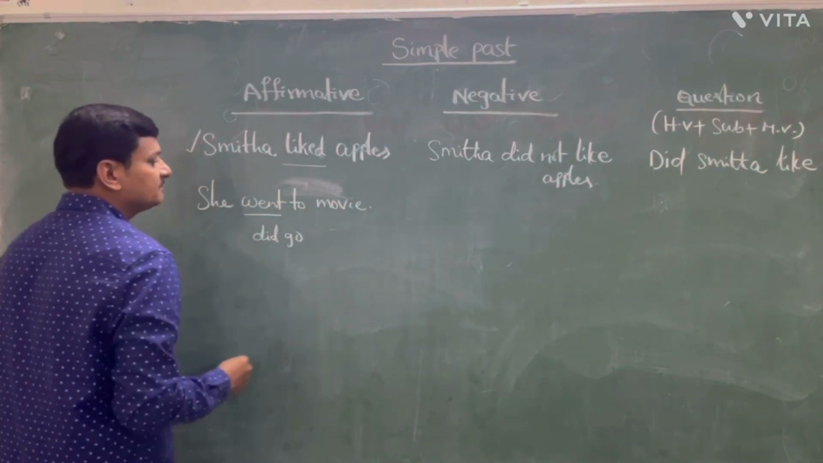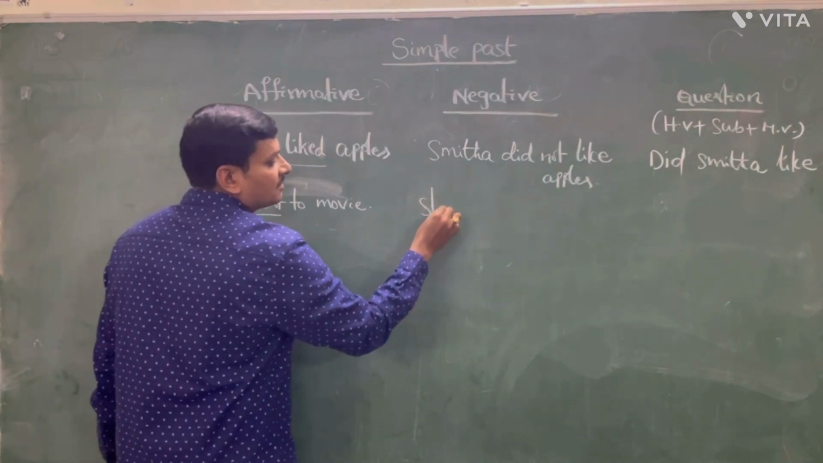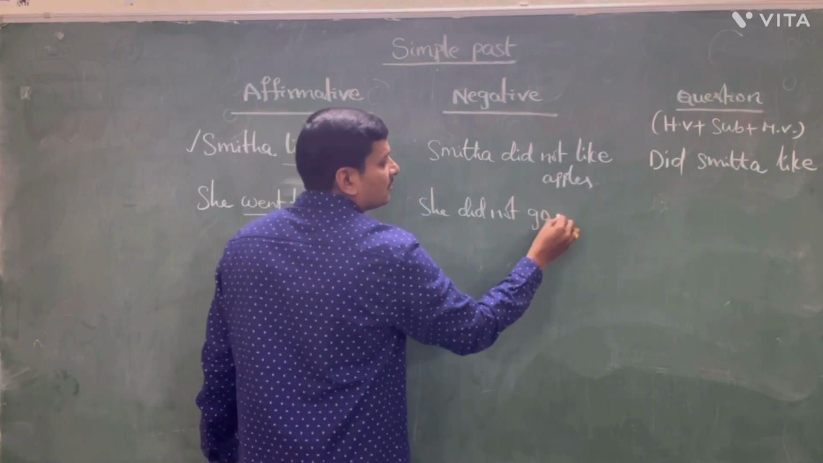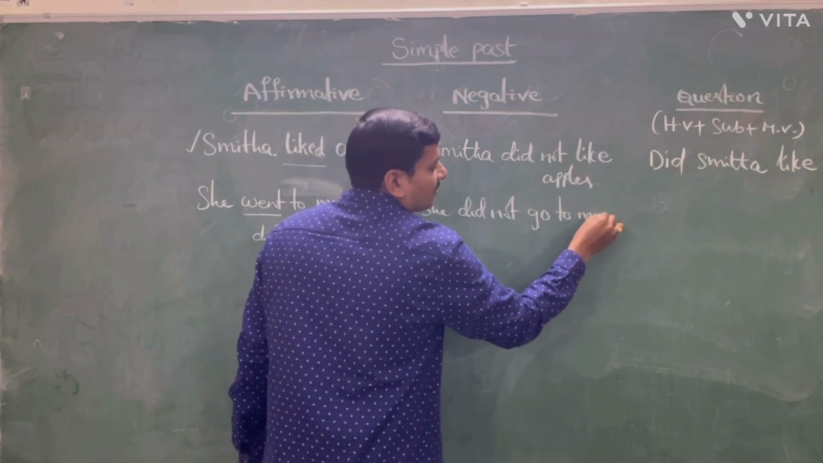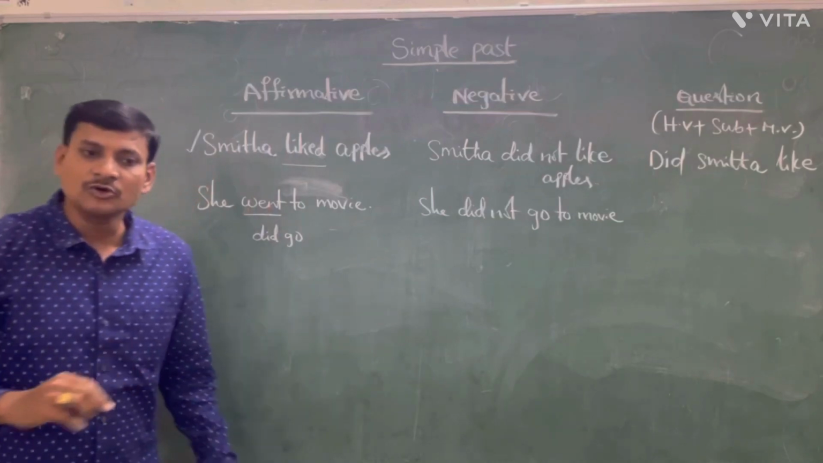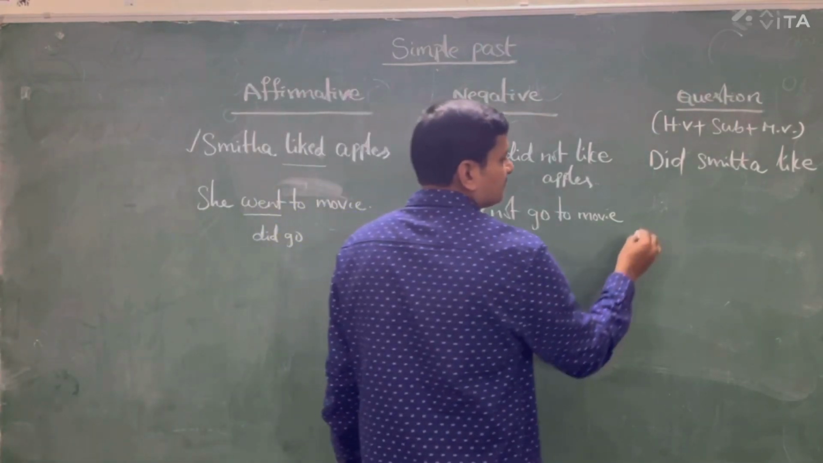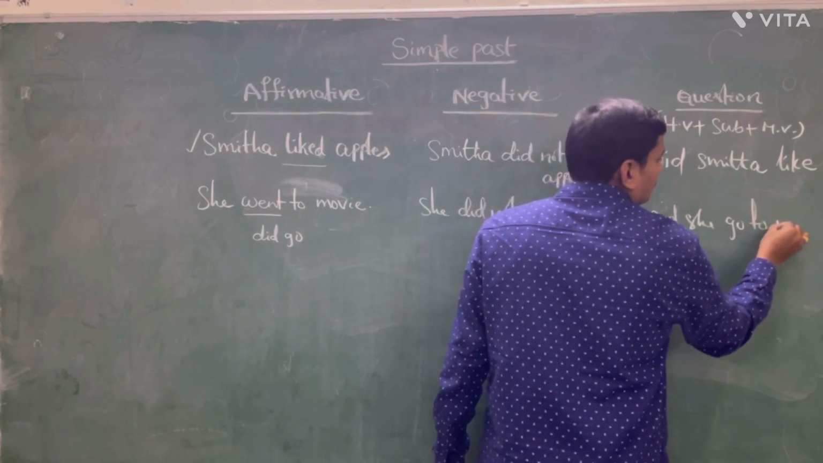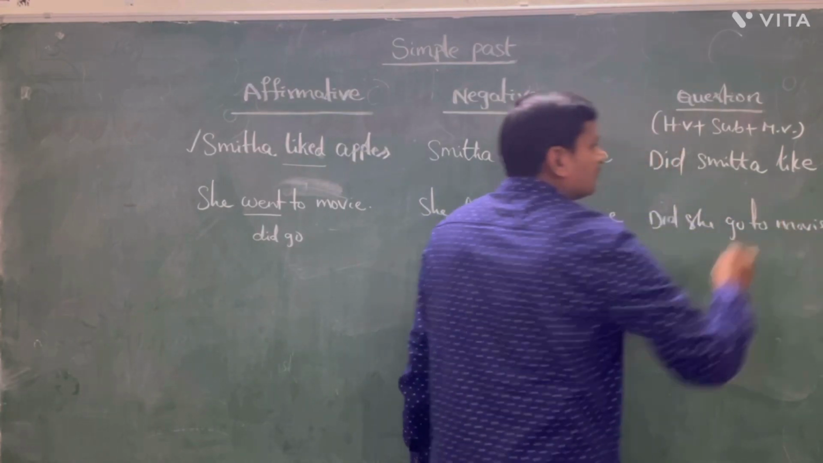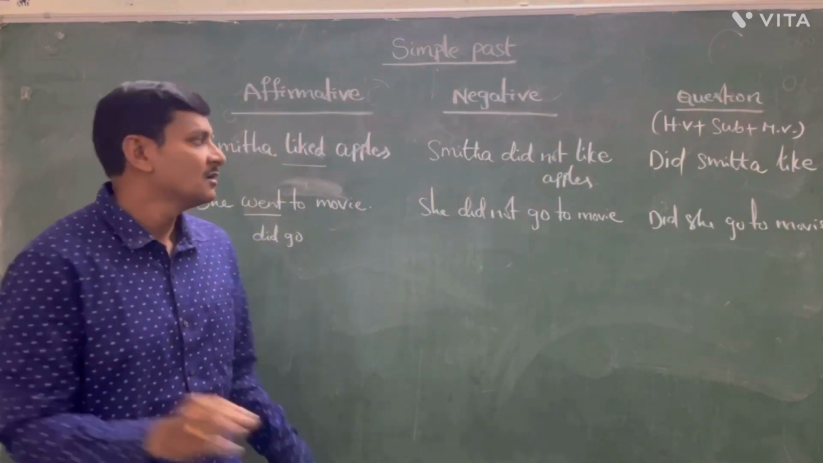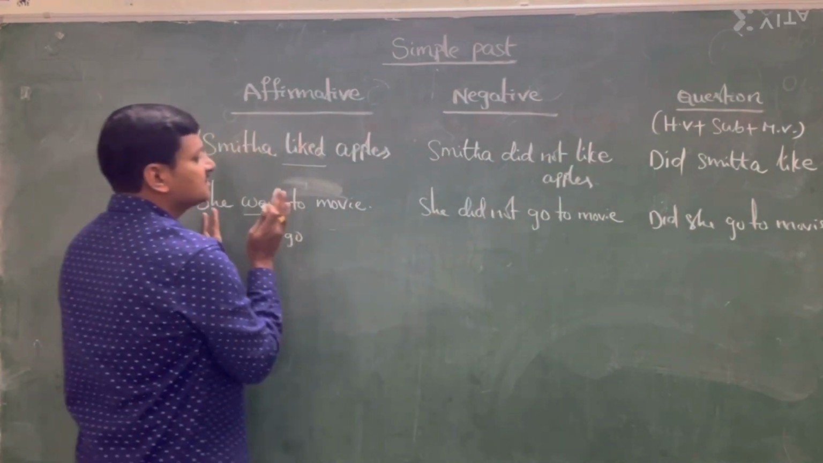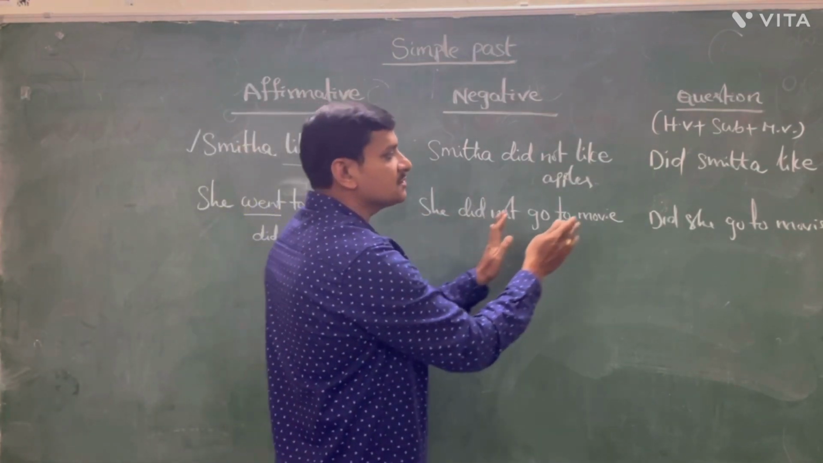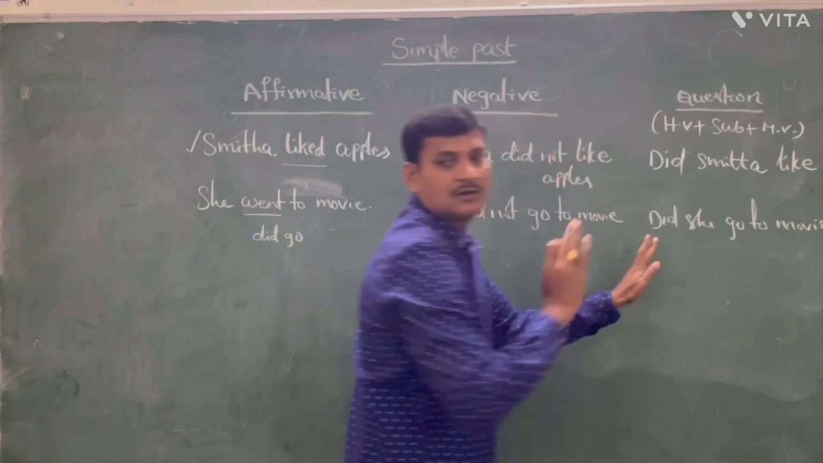Okay. Now negative form. She did not go to movie. Now question form. Did she go to movie? This is a question mark sentence in simple past. All these are in simple past. This is affirmative in simple past. This is negative in simple past. This is a question mark sentence in simple past.